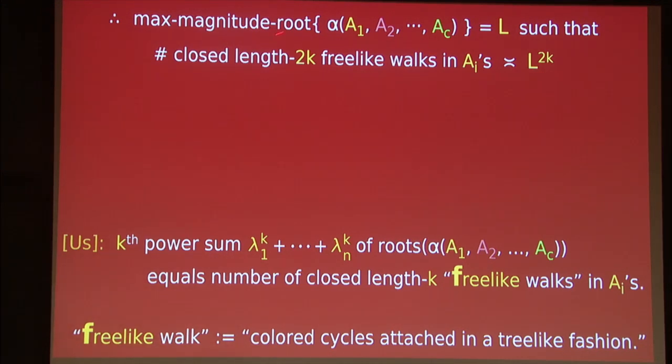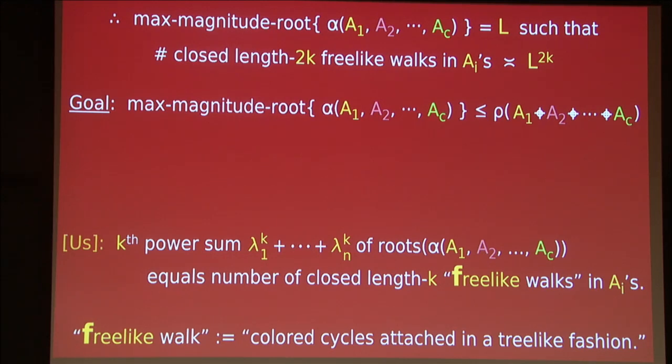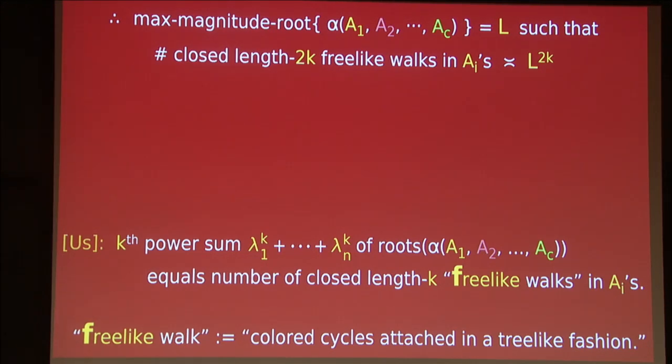But anyway, the maximum magnitude root of this polynomial is that number L such that the number of closed length 2k free-like walks scales like L to the 2k. So that's how we get a handle on the maximum root of this polynomial. That's a very crude statement. It's probably the first pole of some generating function. The thing is, I'm not good at poles and generating functions. The issue is you don't need to know what it is. You just need to know this crude growth rate.